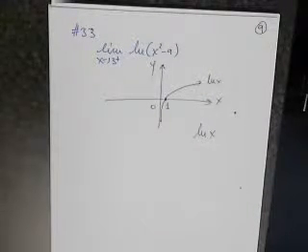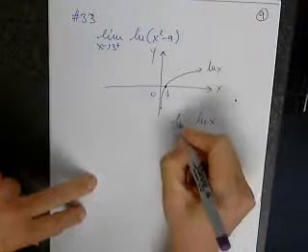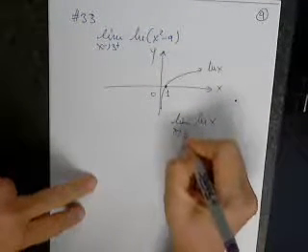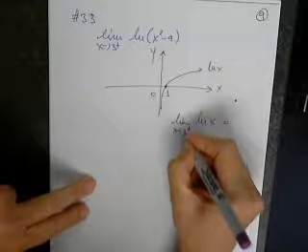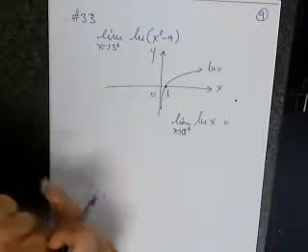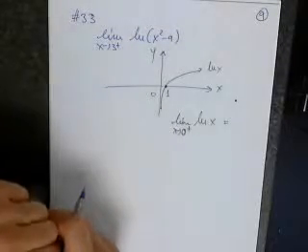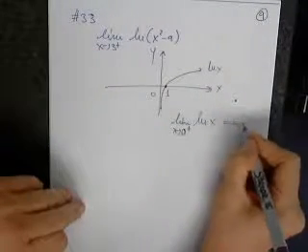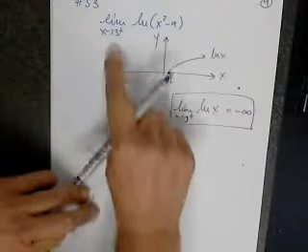Good. If I ask you about this function now, just natural log, limit as x approaches 0 from the right, what would you say? I'm sorry, I meant to write 0. 0 from the right, what will you say? Excellent. Indeed. Good. So now coming back here.